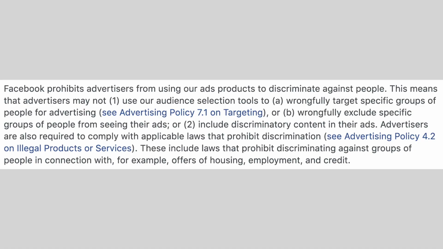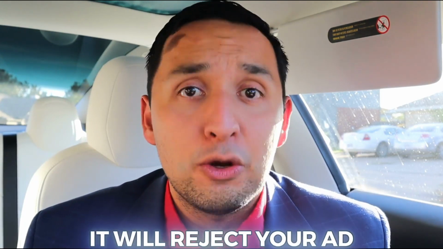But on the other hand, if you're running an ad that doesn't have to do with credit, employment, housing, social justice, or political campaigns, then there's a lot of adjustments that you can make here at the ad set level. And the reason for this is because advertisers may not use the audience selection tools to wrongfully target specific groups of people for advertising, or wrongfully exclude specific groups of people from seeing ads. So what that tells us is, if Facebook correlates your ad, which we'll get to in a second, with certain ad sets or certain targeting that you're doing, and it sees that as discriminatory, it will reject your ad.